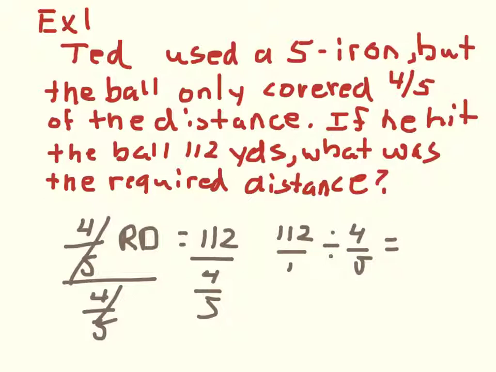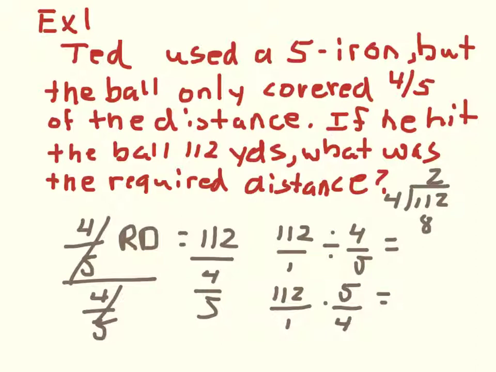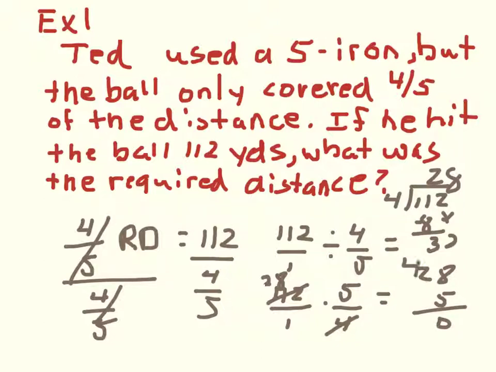Let's change it to a multiplication problem. So it's 112 times 5/4. Let's see if we can cross cancel. Let's see if we can divide 112 by 4 evenly. It goes twice, which is 8, remainder of 3, and that's 28. So I can divide both these by 4, and I have 28 left in the top. Now 28 times 5 is 140. So really what this is saying is that the required distance is 140 yards.